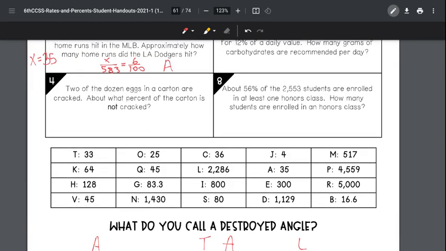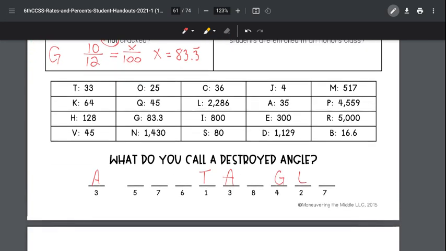Number 4, 2 of the dozen eggs in the carton are cracked. There's 12 in a dozen, 2 are cracked, that means 10 are not cracked. About what percent of the carton is not cracked? So 10 of the eggs out of the 12 total are not cracked. What percent is that over 100? Cross multiply and divide. I got x equals 83.3 repeating, which goes with the letter G. Number 4 is a G.